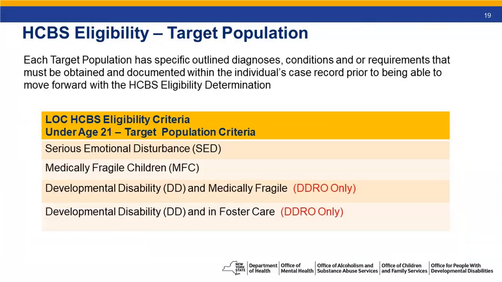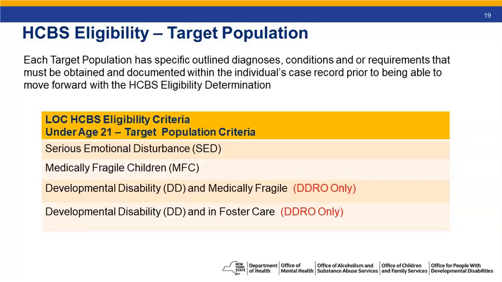There are 4 target populations, and once again, remember we took the populations that were already being served by our 6 waivers that made the consolidated children's waiver. So we have our SED population. So we had an OMH SED waiver, and OCFS Bridges to Health also had SED. So now both of those populations are just called SED, so it's one target population.